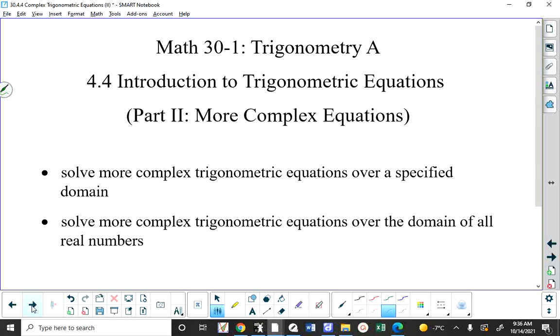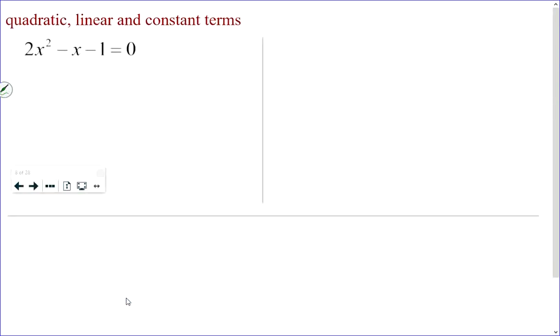I want to start, though, by reviewing something. I want to talk about 3 different types of quadratic equations. So this is a quadratic equation. It's set equal to 0. It has 2x squared minus 1x minus 1. And it has a quadratic term of 2x squared, a linear term of negative 1x, and a constant term of negative 1. What makes it quadratic is the 2x squared.